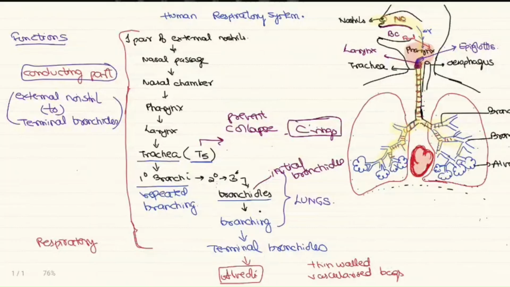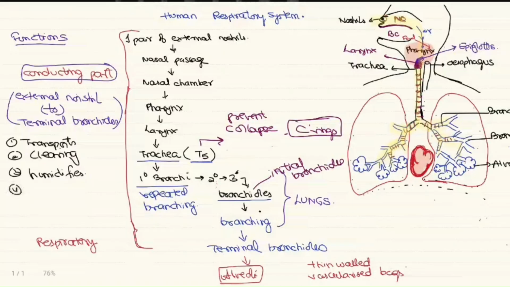The main functions of the conducting part is, as you can say, it conducts, it transports the air up to the lower lung region. It helps in clearing the air. If you can see that in our nostrils fine hair are present, which help in cleaning it. It humidifies the air. The mucus present in your nasal region will help in humidifying the air and bringing the air to the body temperature. So these are the major functions of the conducting part.